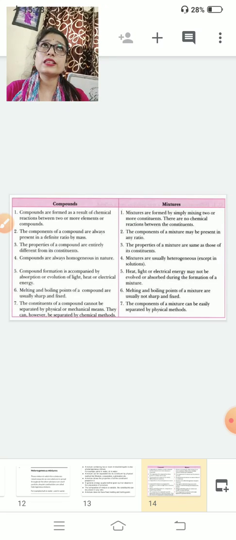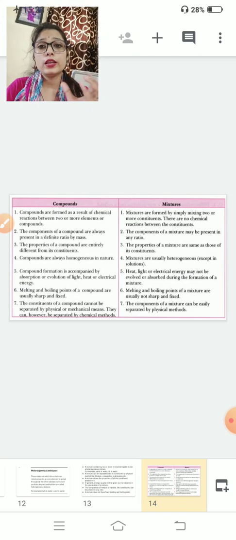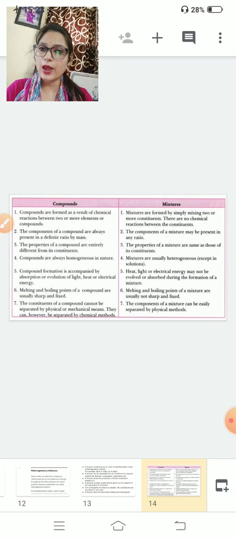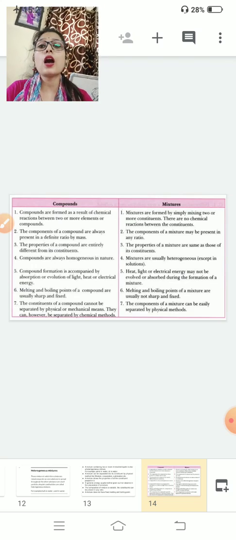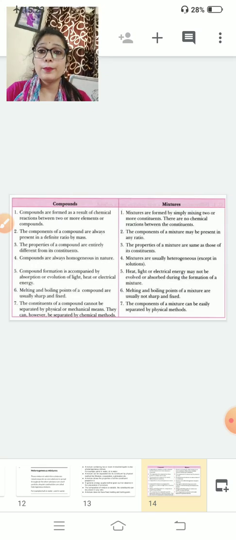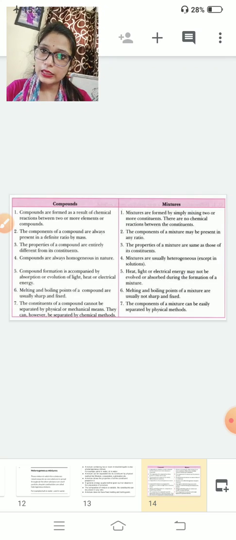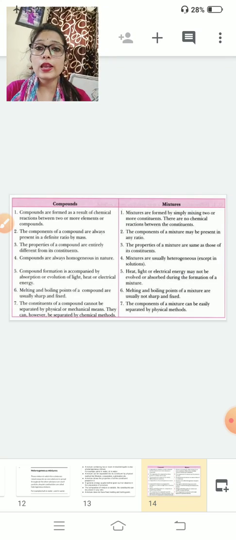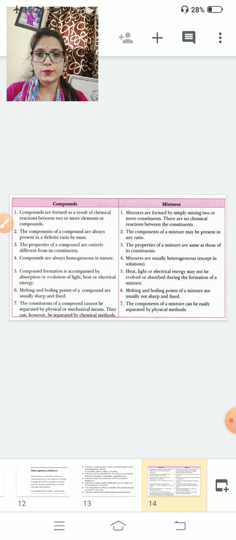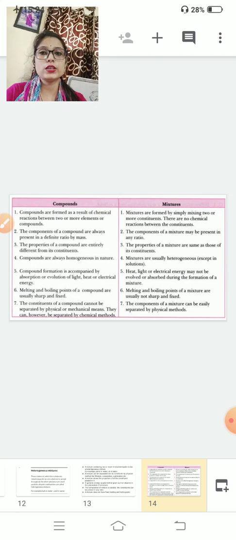If I take the example of alloys, what is an alloy? An alloy is a mixture of different types of elements. For example, brass. Brass is a mixture of zinc and copper. So it is a heterogeneous mixture. Why? Because it will show the properties of copper and zinc. It will not show some different property. So an alloy is always a mixture, and it is a heterogeneous mixture.